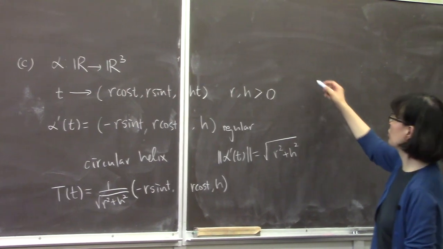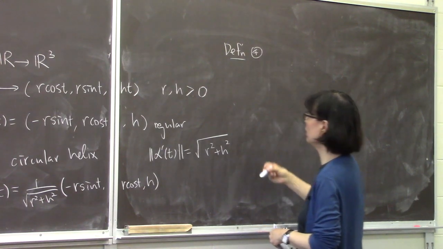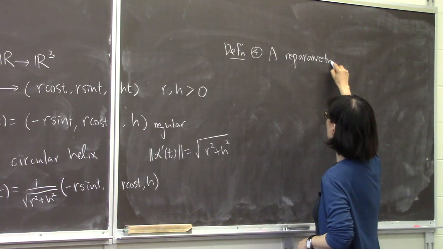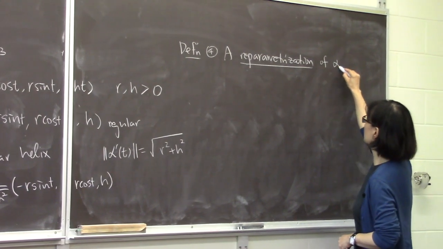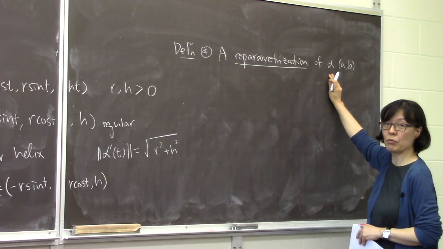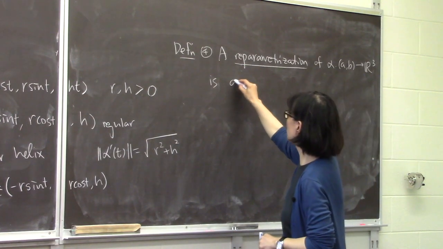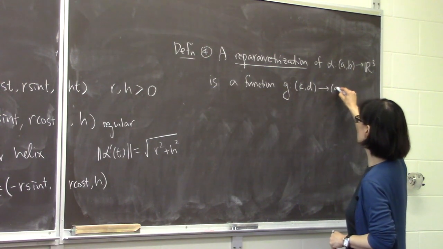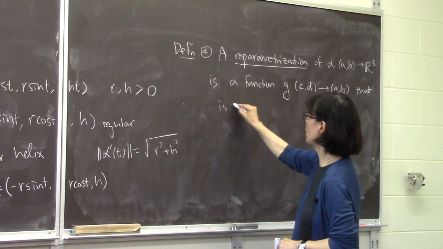Okay. Then, another definition. We had three definitions, so let's call this definition 4. A reparametrization of a curve alpha, originally defined from the open interval (a, b) to R3, is a function, let's call it g, from another interval (c, d) to (a, b), that is one-to-one and onto.